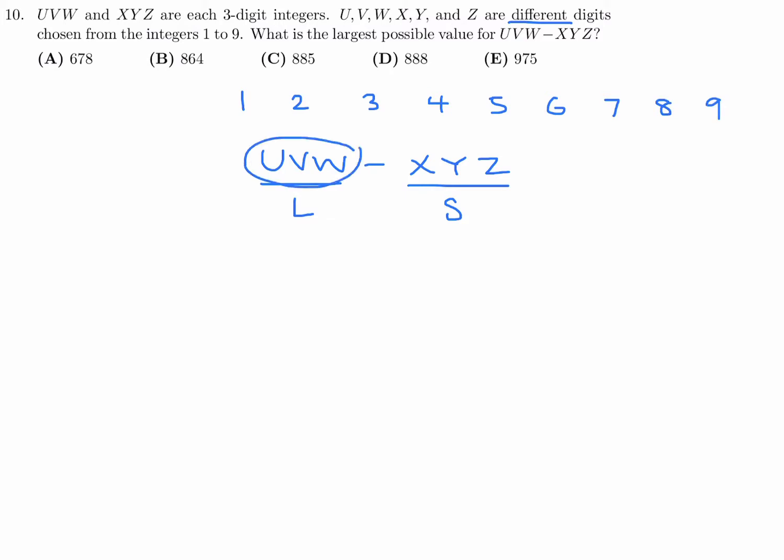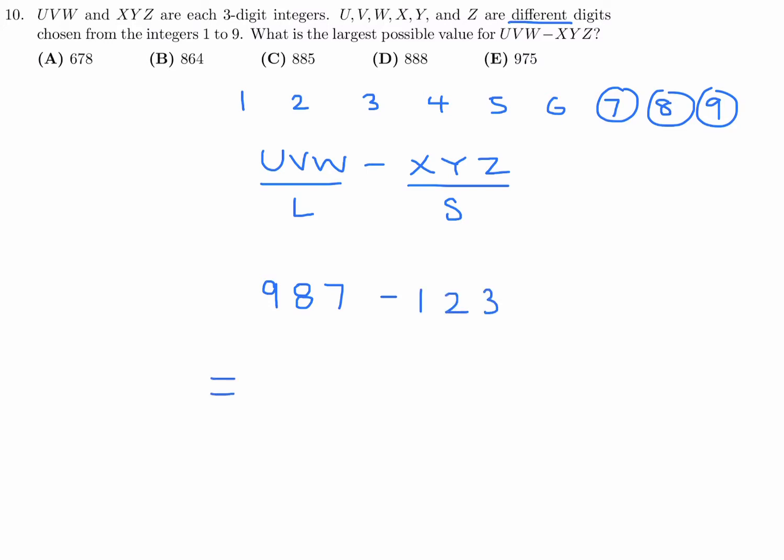So if I want to make this as large as possible, the U is going to be a 9, the V is going to be an 8, and the W will be a 7. So these three are gone. Now I want to make this as small as possible. The X will be a 1, the Y will be a 2, and the Z will be a 3. This is the only way to make this as large as possible, and this as small as possible, and therefore this will be as large as possible. 987 minus 123 is 864. And therefore number 10, the answer is B.